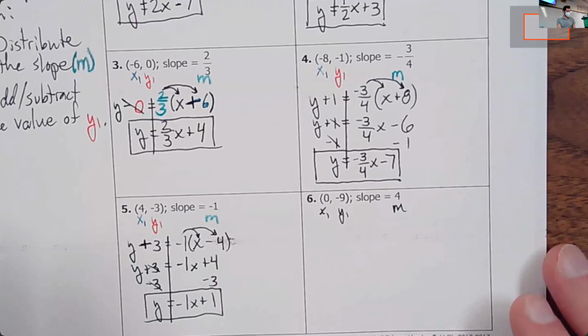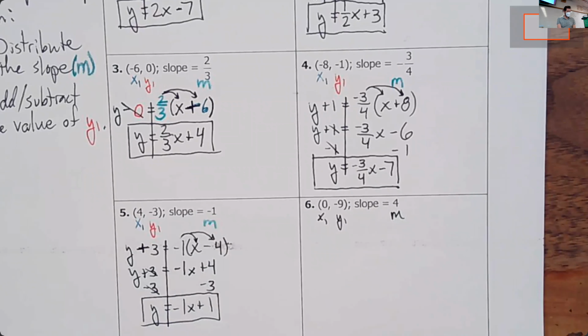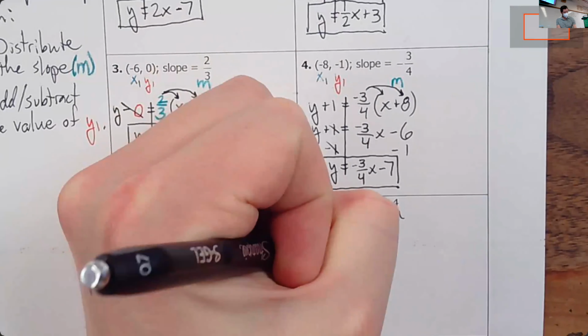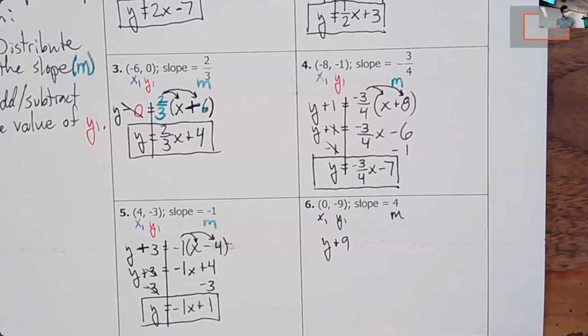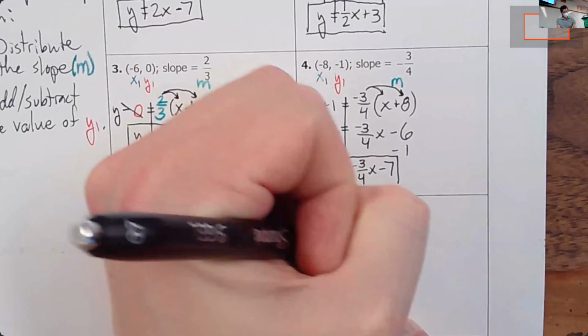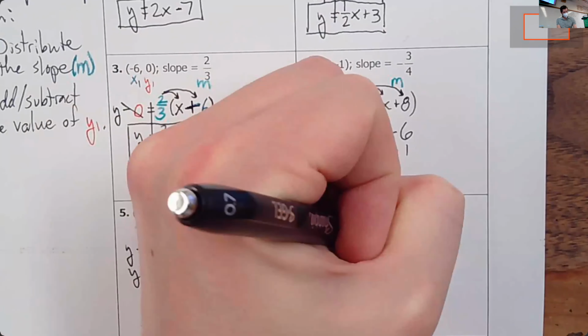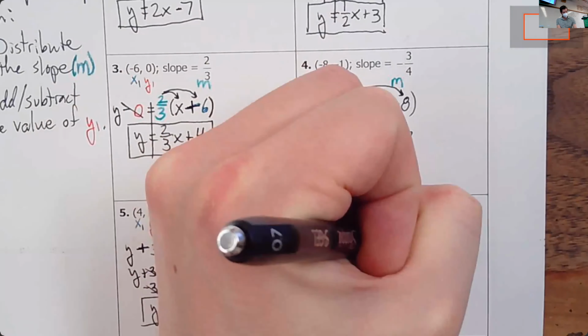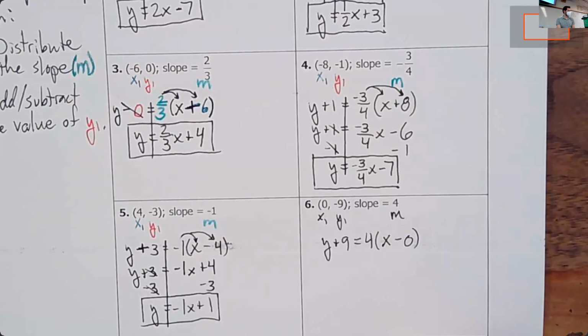If you worked on this one already, great. Take a look, see how you did. So on the left-hand side, it's going to be y minus -9, which means I'm going to write y plus 9 equals 4, and then times, in parentheses, x minus x1, which is 0.